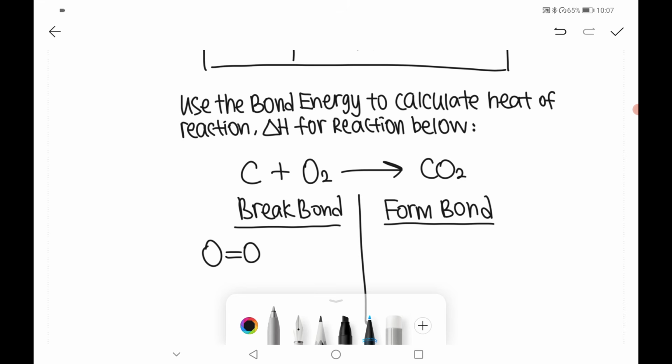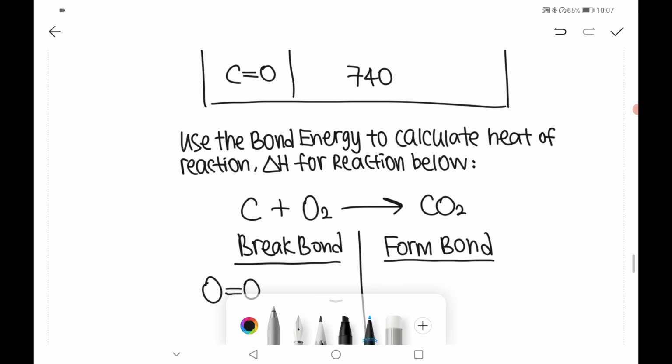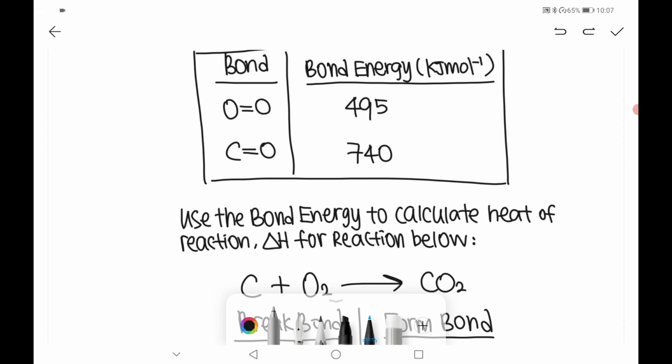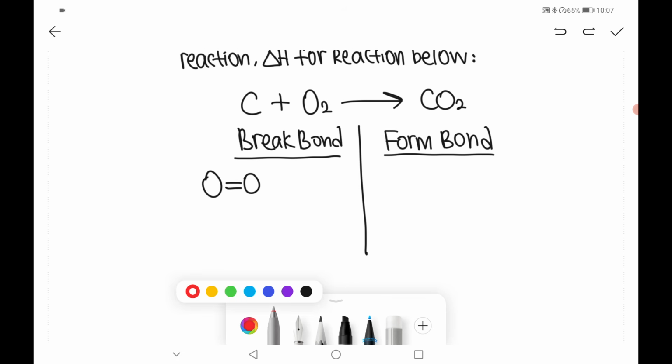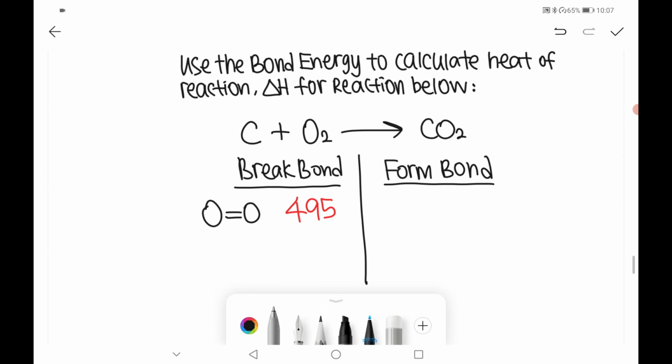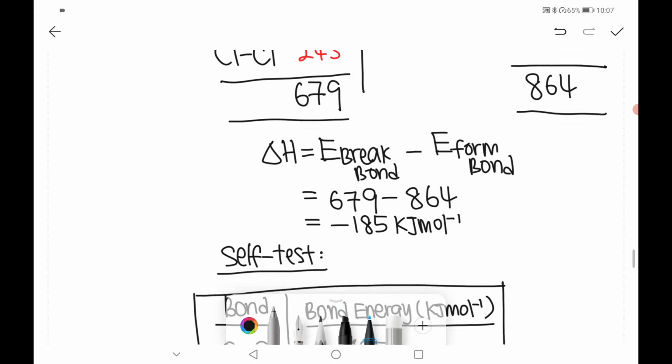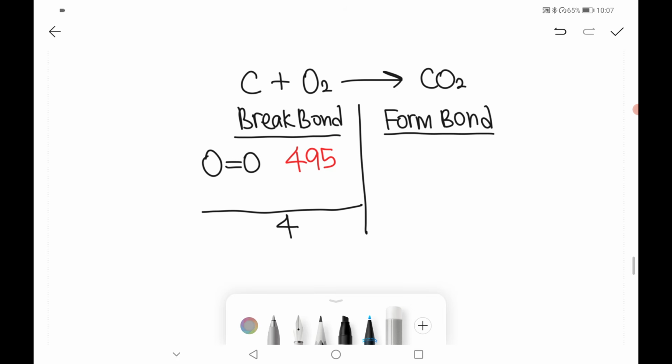That's it. So how much energy do we need to break the O2? It is 495, so we just need to put 495 here. Do we still have other bonds to break? No, right? No more. So the total energy to break the bond is 495.